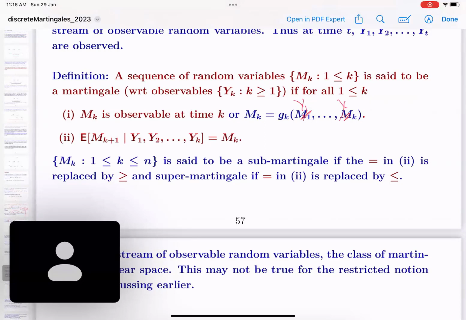Because here M is a martingale means this, and let's say W is a martingale will mean Wk is observable at time k, it's a function of y1 to yk, and the conditional expectation of Wk plus 1 given this is equal to Wk. So if you take Mk plus 1 and Wk plus 1, the sum of them, the conditional expectation will be the sum of the conditional expectations, which you will get Wk plus Mk. So it is trivial to work out that the class of martingales becomes a linear space.